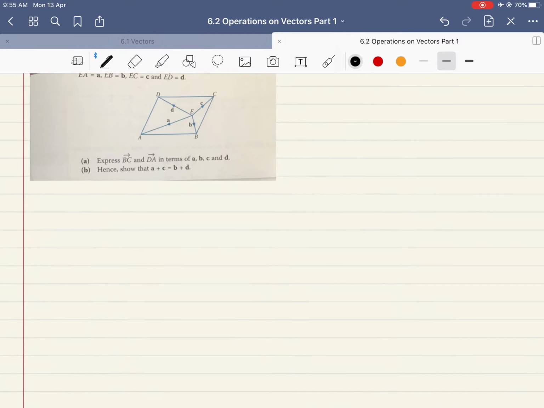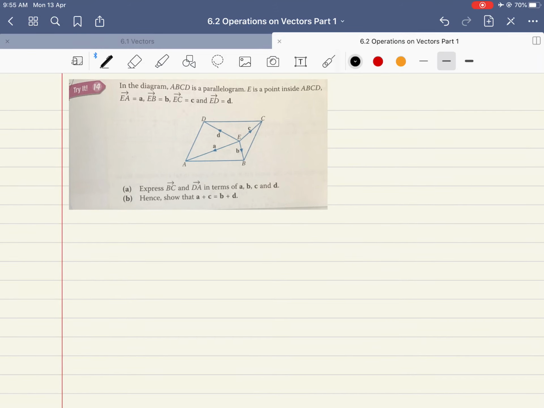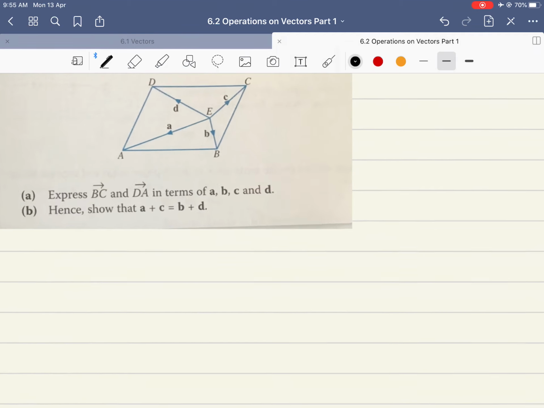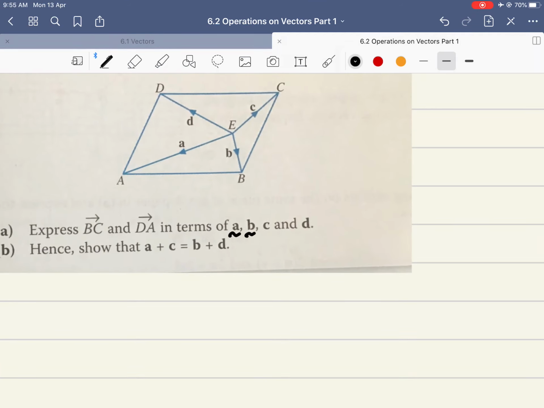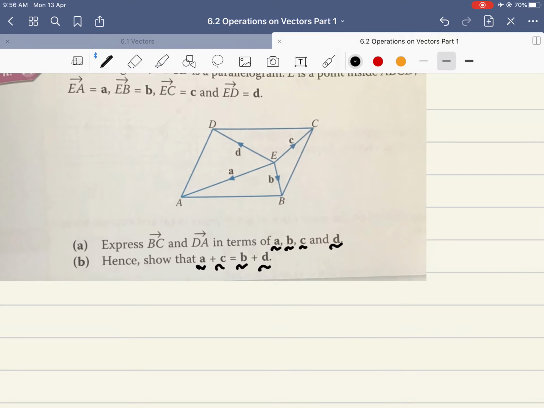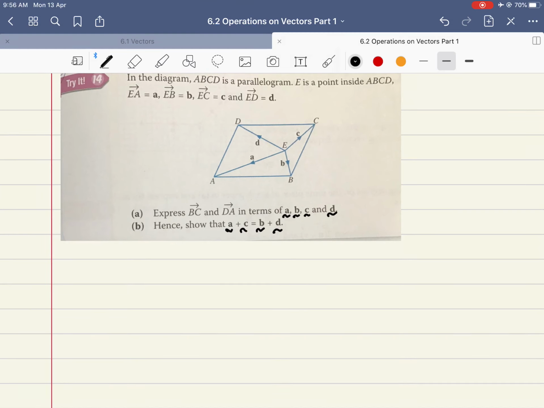Okay, now we are at Try It 14. I know it's a long chapter, so do take breaks once in a while. Pause the video. Now, express BC and DA in terms of vectors A, B, C, and D. Let me just draw all the squiggly lines first.